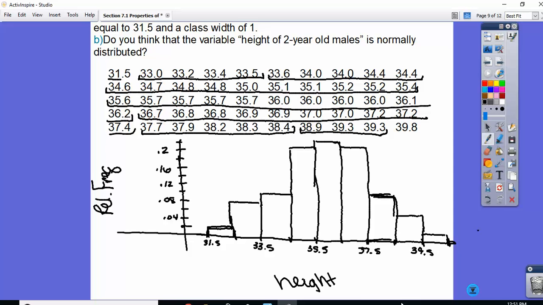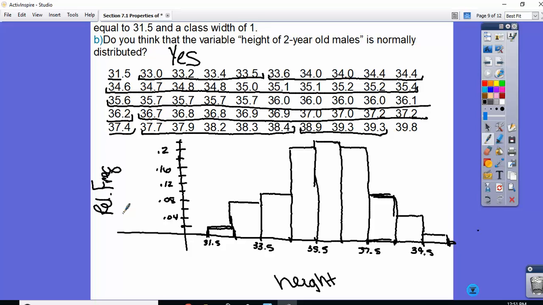So the question, part B: do you think that the variable height of 52-year-old males is normally distributed? Does this appear to be normally distributed? Yeah, it looks like we have one peak. It's pretty symmetrical on both sides, so that does appear to follow a normal distribution. So yes, we could look at a histogram to decide that. All right. Any questions there?